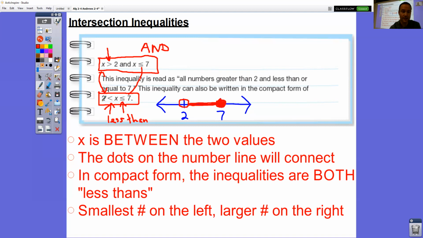So again, the smallest number is always on the left. The biggest number is always on the right. But this is what your and statement looks like. And again, the and always connects in the middle.